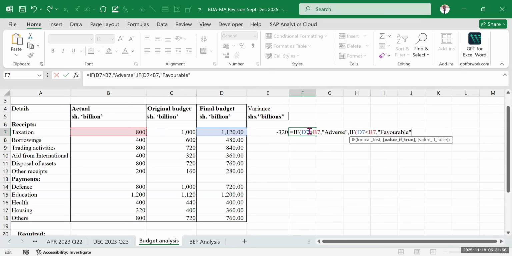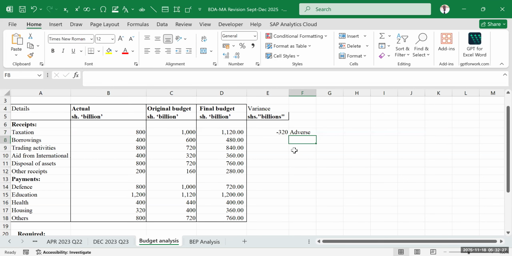But if the final budget will be equal to the actual, what we expected to receive is exactly what we have received. If it is exactly what we have received, please give me a verdict to say that there is no variance, meaning everything balances out. Yes. So if that is the case, I will confirm, and you can see that the verdict of Excel for that first argument is adverse.